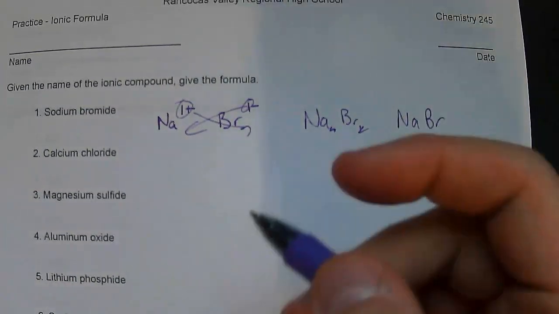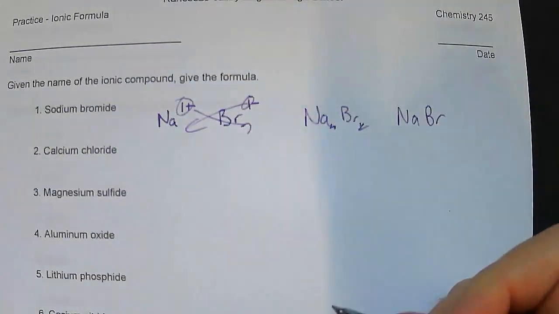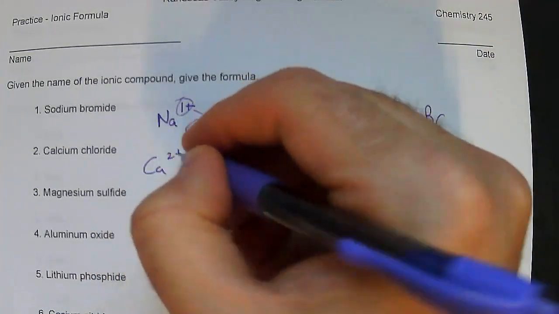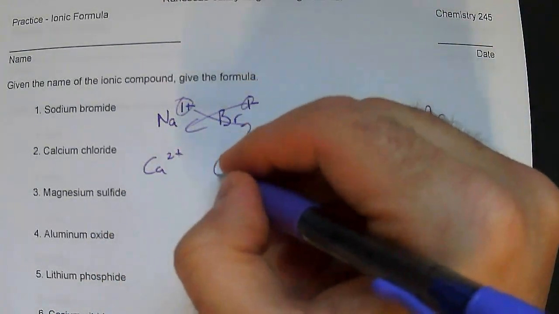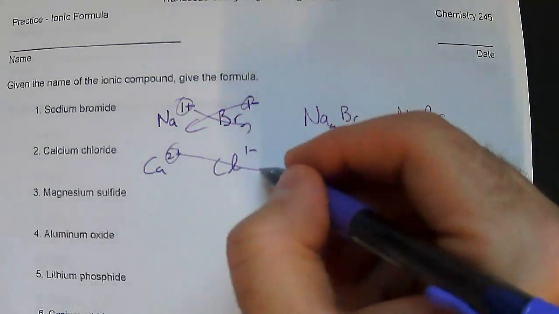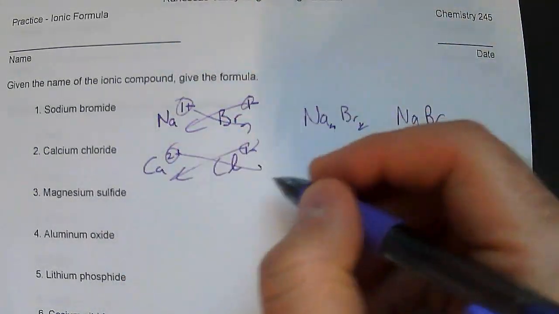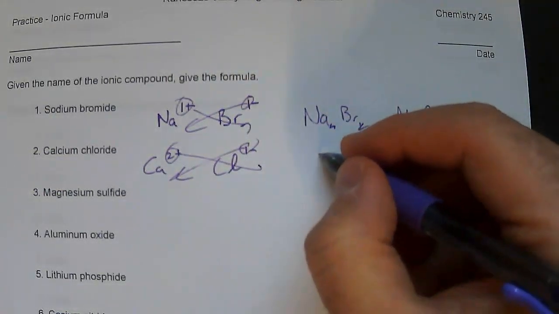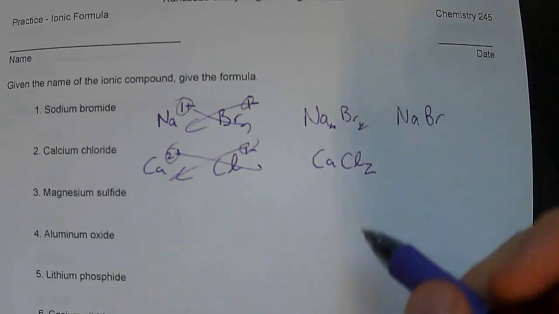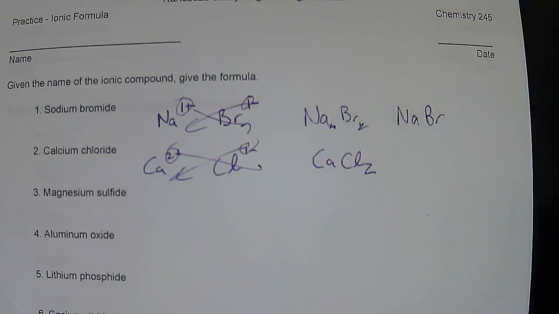Okay, so calcium chloride, and you can get the charges right from the periodic table. Calcium is in group 2, so that has a 2+, and then chloride has a 1- because that's chlorine, and then we crisscross. Remember, if it's a 1, we don't write it, so that's going to be CaCl2. In chemistry, we sometimes call this "cackle" too, kind of like a witch.